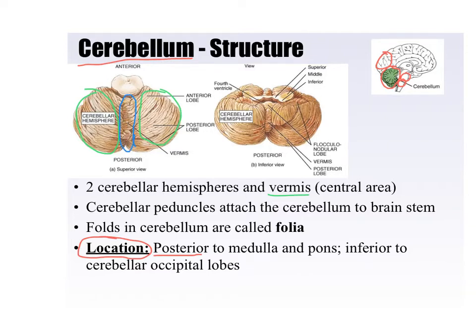Also, there are cerebellar peduncles, which are basically just axons or tracts which attach the cerebellum to the brain stem. And the folds in the cerebellum are called folia. Once again, you're not going to need to know this in this class. You need to be able to locate it and describe what its general functions are.